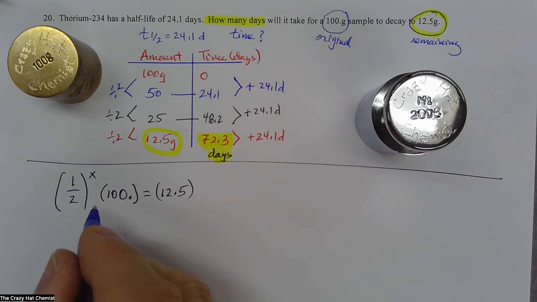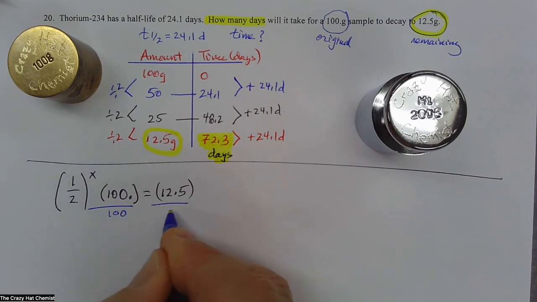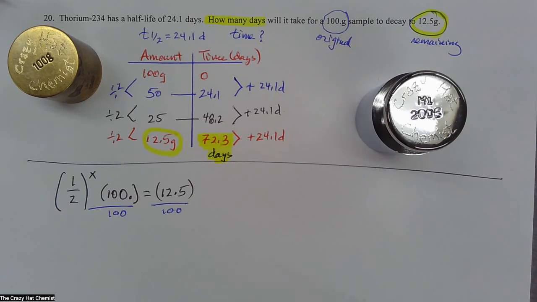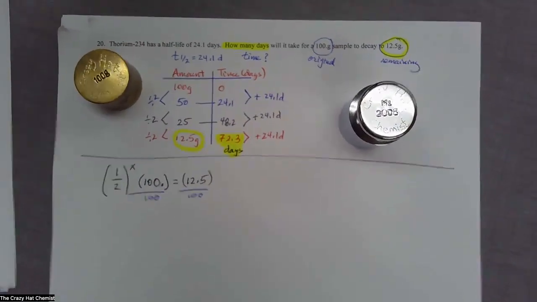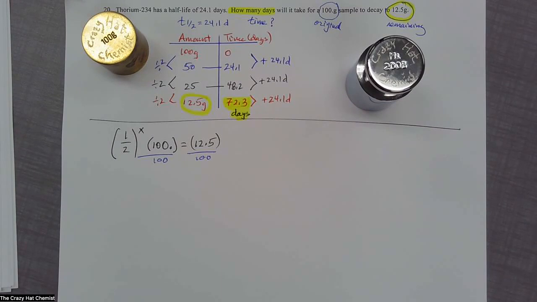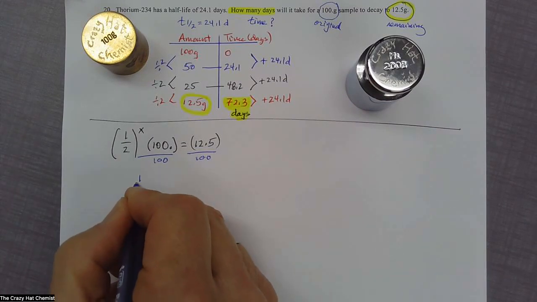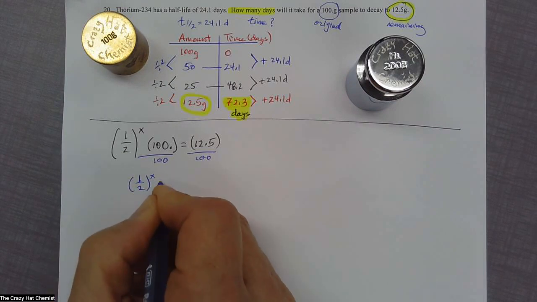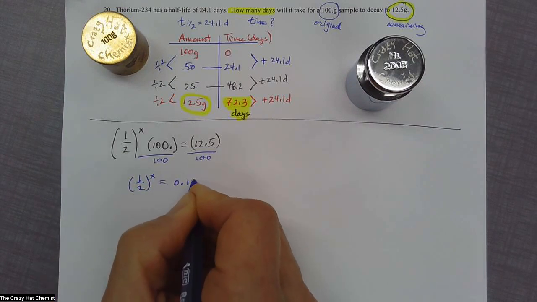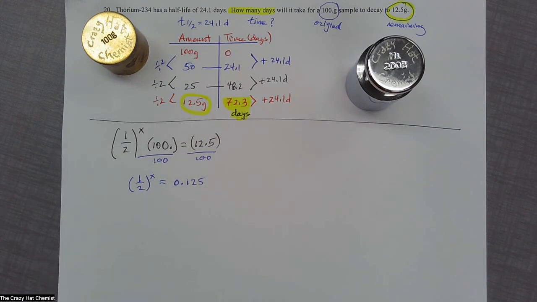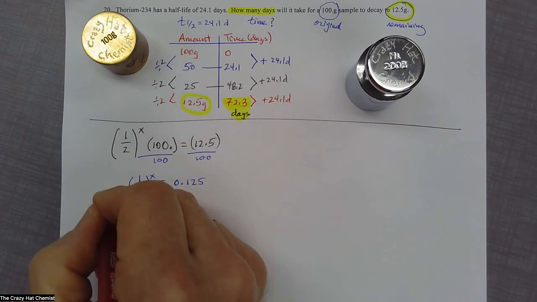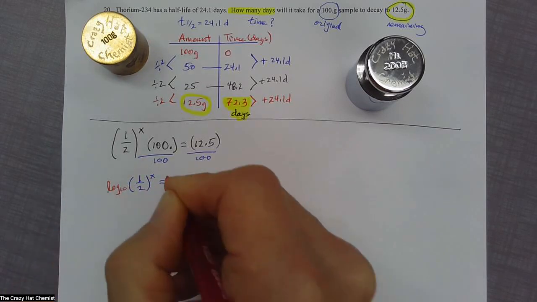First, we're going to divide both sides by 100. I'm going to zoom on out here because I need a little bit more space for this problem to complete it. So here we go. Now we have 1/2 to the power of X is equal to 0.125. Now we need to make use of a rule of log base 10, so we're going to take the log base 10 of both sides.